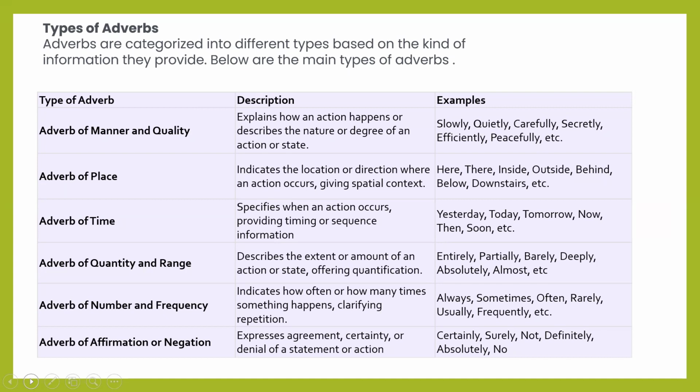Adverbs of quantity and range describe the extent or amount of an action or a state, giving information about the quantity. Examples are entirely, partially, barely, deeply, absolutely, almost, etc. Adverbs of number and frequency indicate how often or how many times something happens, clarifying repetition. Examples are always, sometimes, often, rarely, usually, frequently, etc.